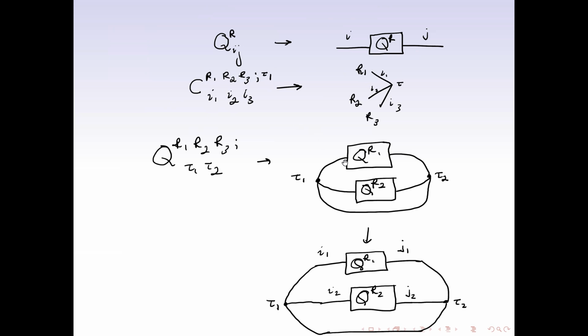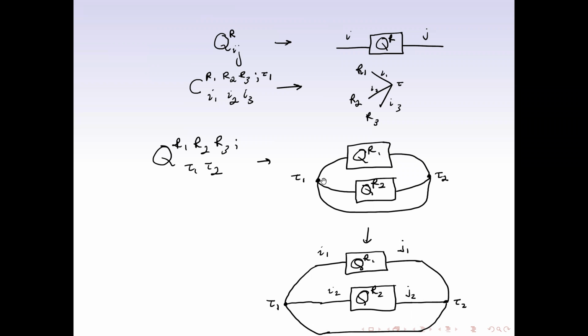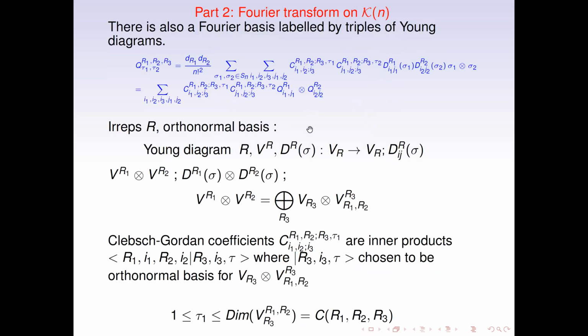And so essentially that formula is just a diagram where you have two of these Qs, and then you have two vertices which correspond to two Clebsch-Gordans. Each of these vertices has a multiplicity, and the range for these multiplicities is from 1 to the Kronecker coefficient, and the total of these is therefore C squared, because tau1 and tau2 range over the Kronecker coefficient for that triple of Young diagrams. So this is the Fourier basis, and these are Clebsch-Gordan coefficients, and so on.